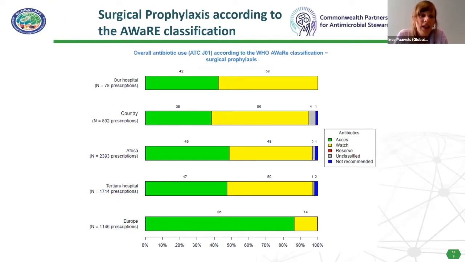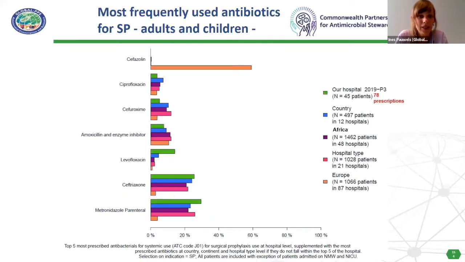Here you see an example of the AWARE classification for our hospital. In this case, again, it's for surgical prophylaxis. So here it focuses on antibiotic prescriptions for surgical prophylaxis at the time of the PPS. And you see in green the percentage of Access antibiotics for surgical prophylaxis, and in yellow the percentage of Watch antibiotics for surgical prophylaxis. Again, the hospital data is at the top and the benchmarking data are the bars below. Okay, next slide, please.